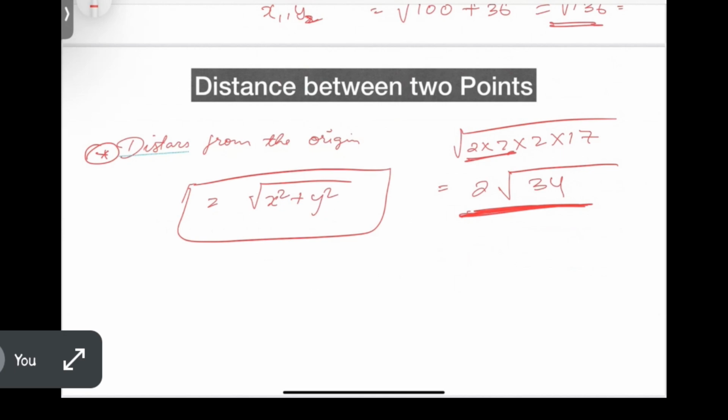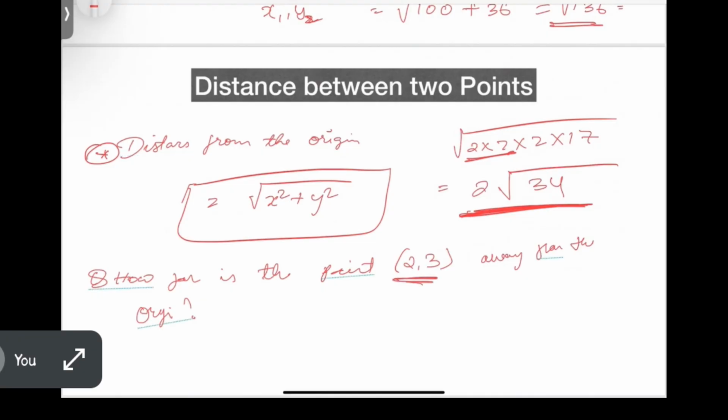Let's say the question can be asked this way. How far is the point (2, 3) away from the origin? So the question can be asked, how far is this point away from the origin?